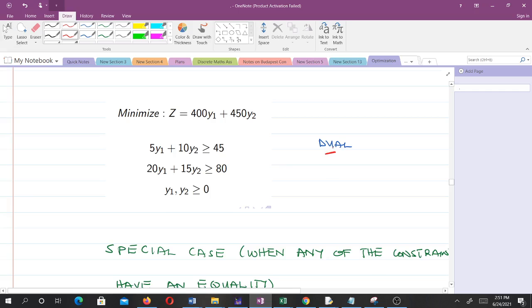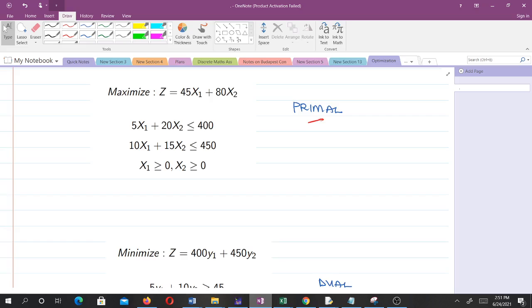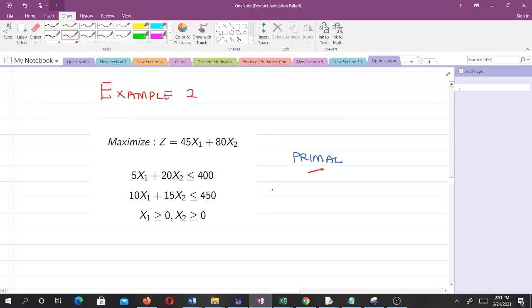If you don't understand how we got it, first of all, we write this in matrix form, starting with the inequalities first. So we get 5, 20, 400, then 10, 15, 450, then we have 45, 80.